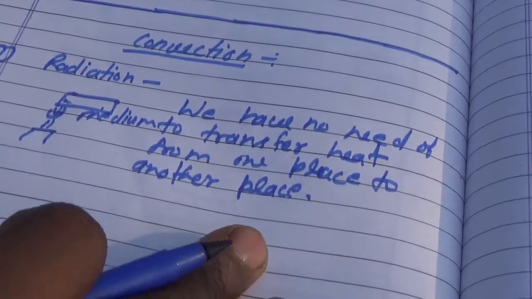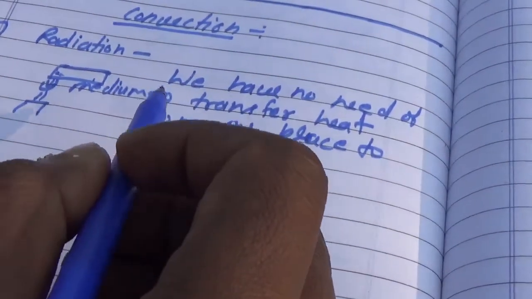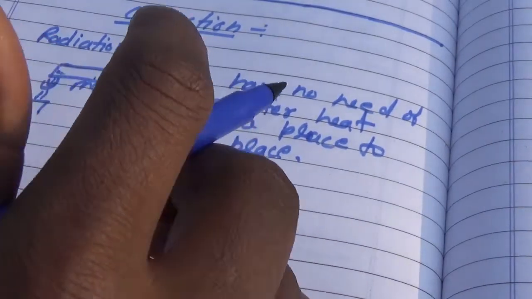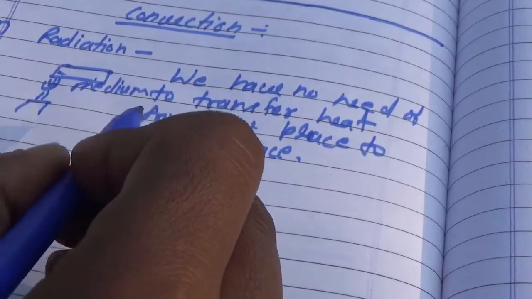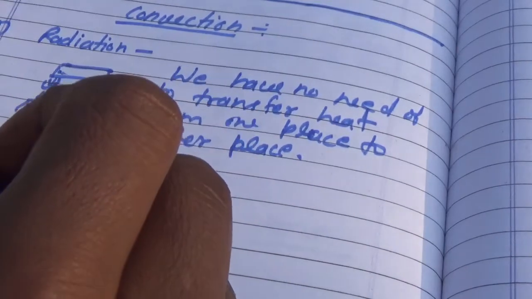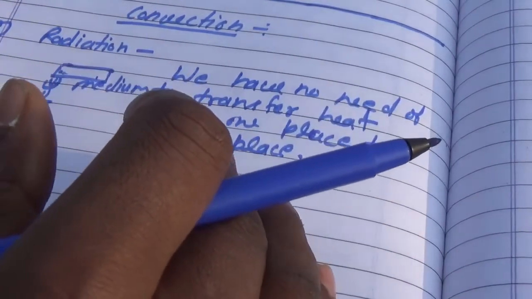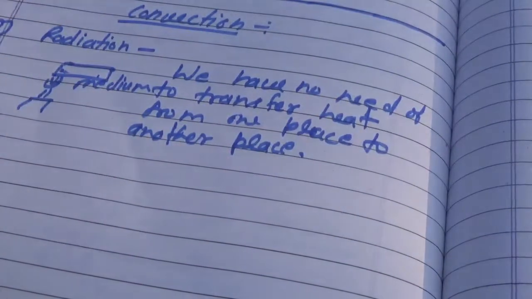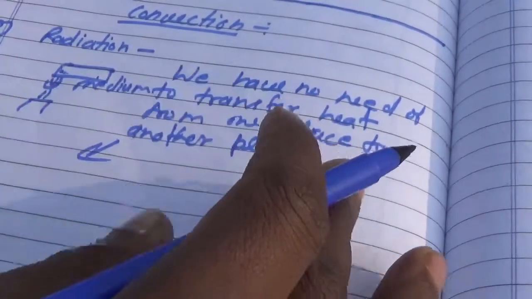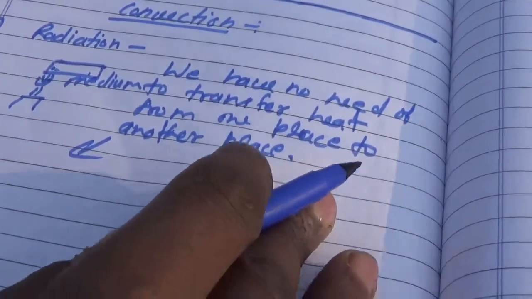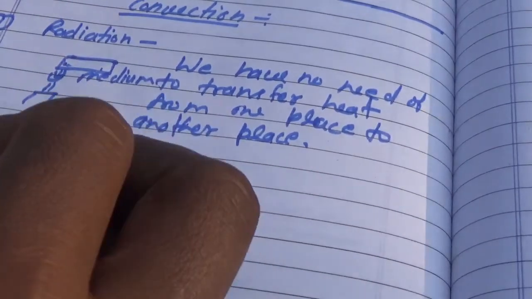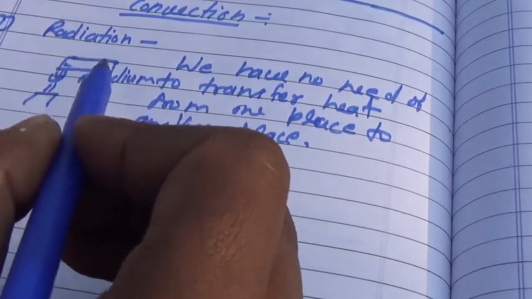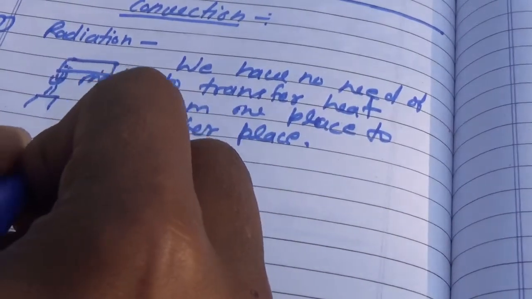Dear students, this is the next and last method of transfer of heat. So how does energy go from one place to another, or heat energy transfer from any system to the surroundings? The answer to this question is, dear students, that this heat energy flows or is transferred with the help of electromagnetic waves.